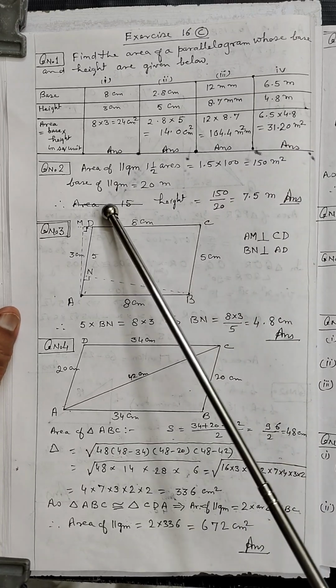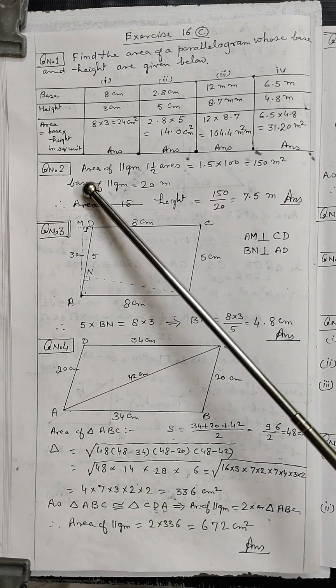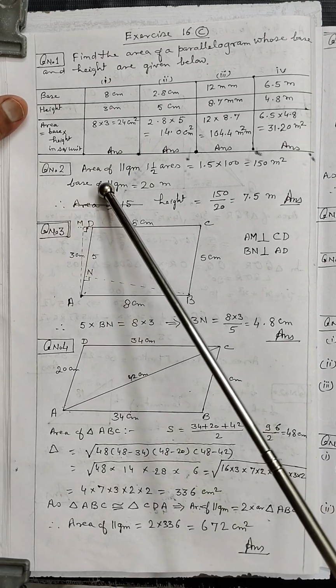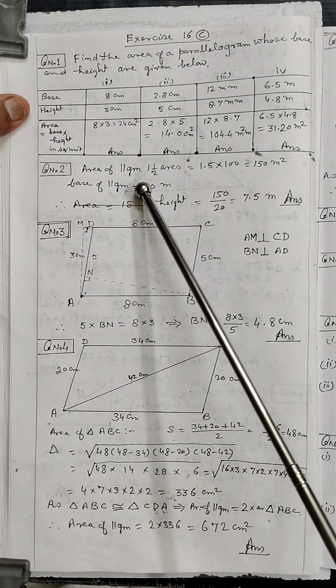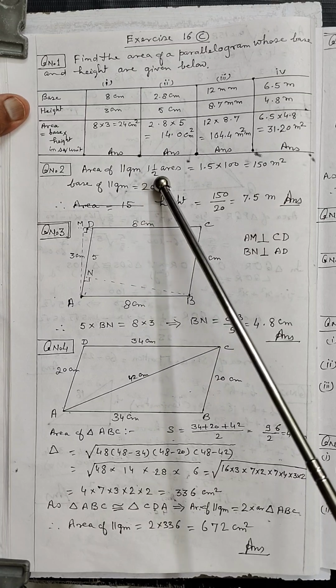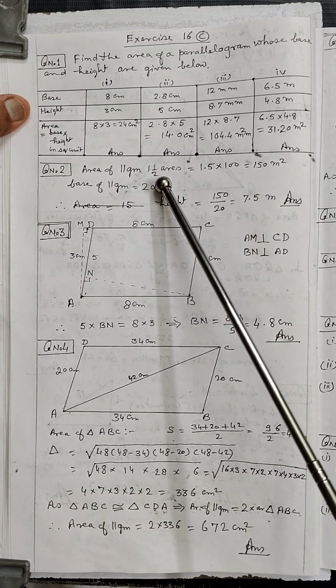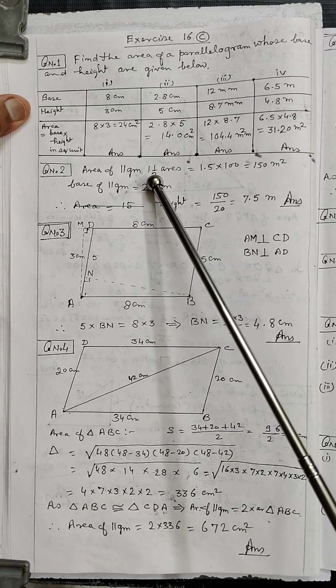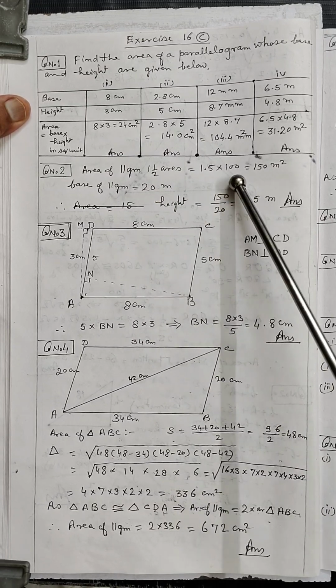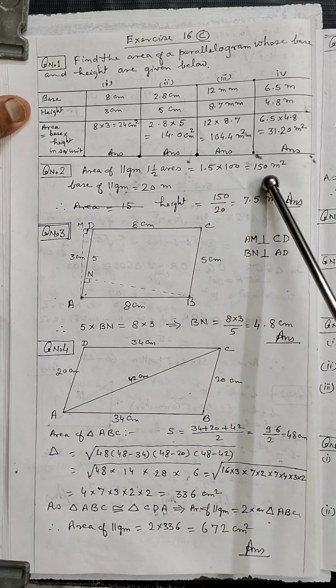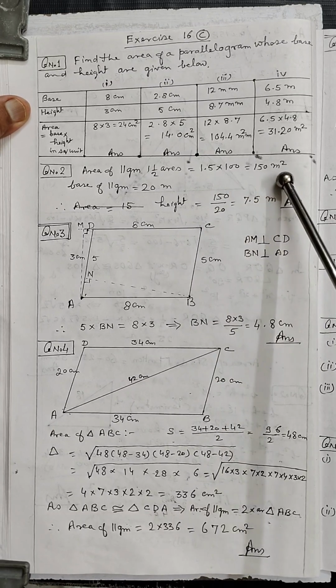Now come to the question number 2. Question number 2. Here the area of parallelogram is 1 and 1 by 2 airs. In one air there are 100 square meter. So this is 1.5. So 1.5 will be multiplied to 100. So the area of parallelogram is 150 square meters.